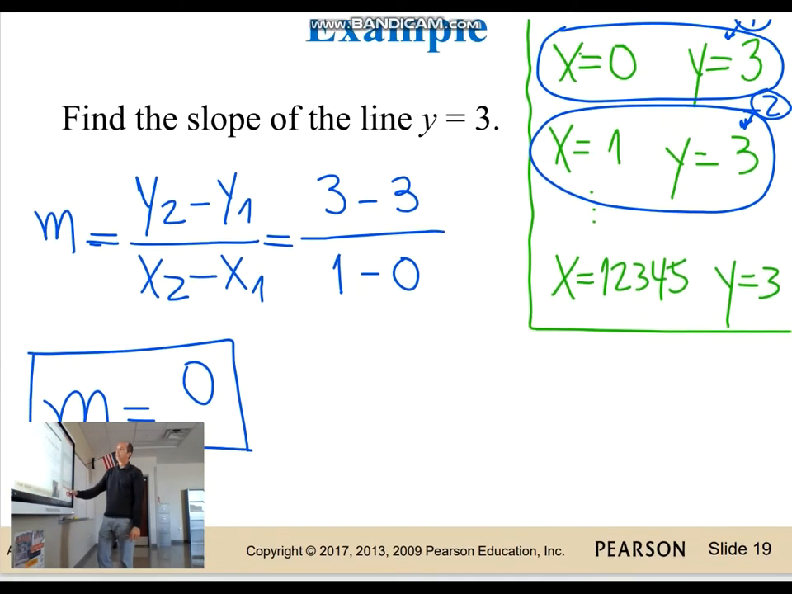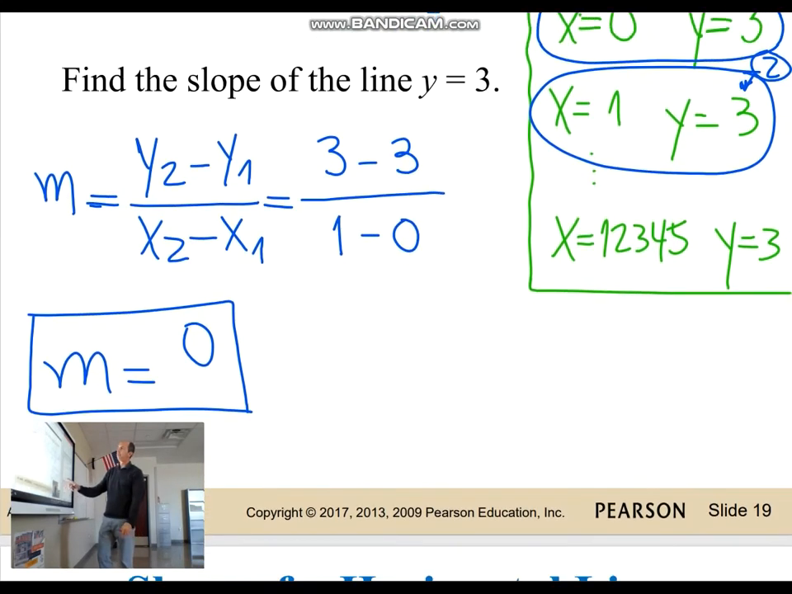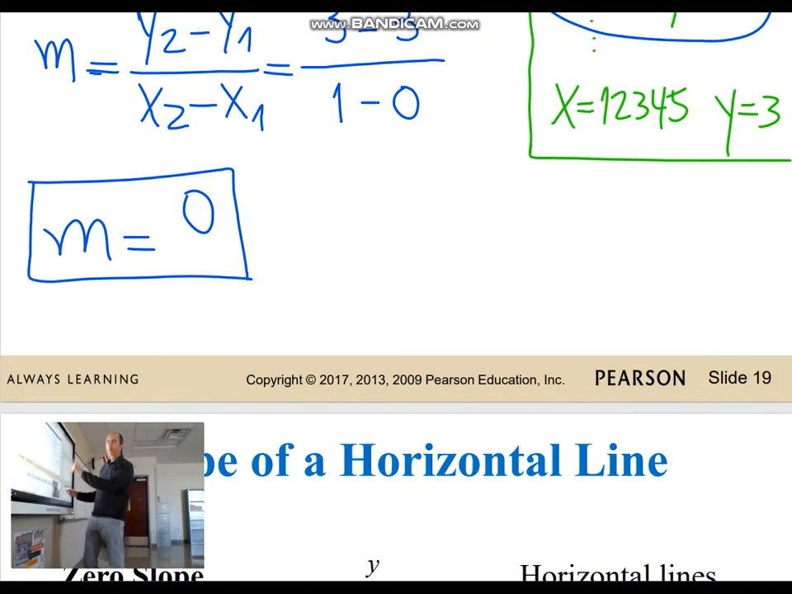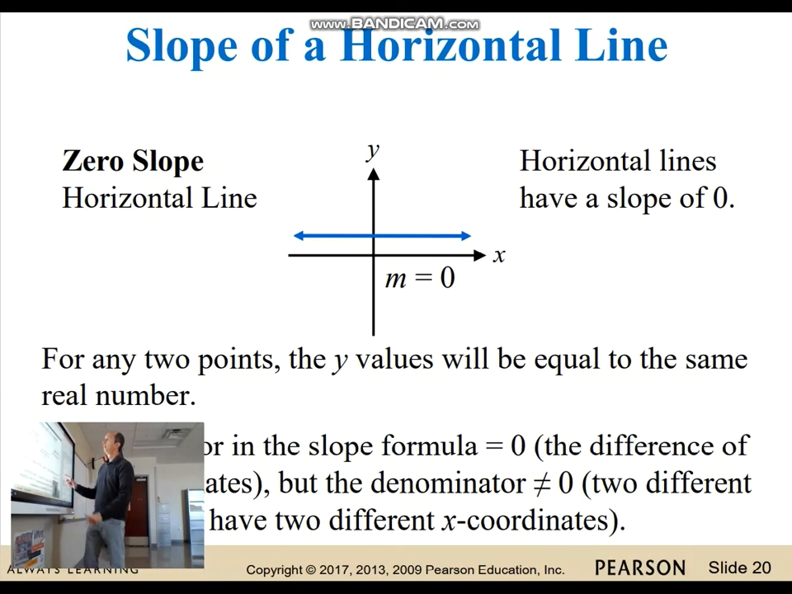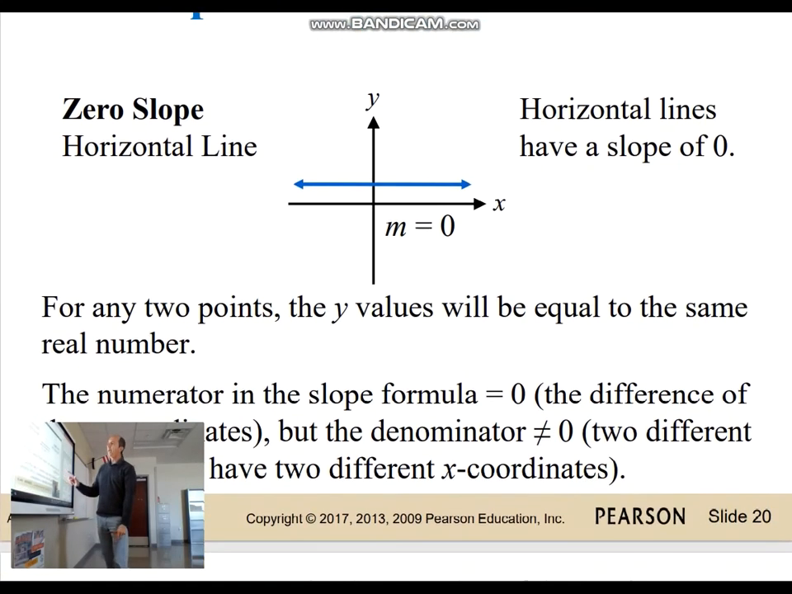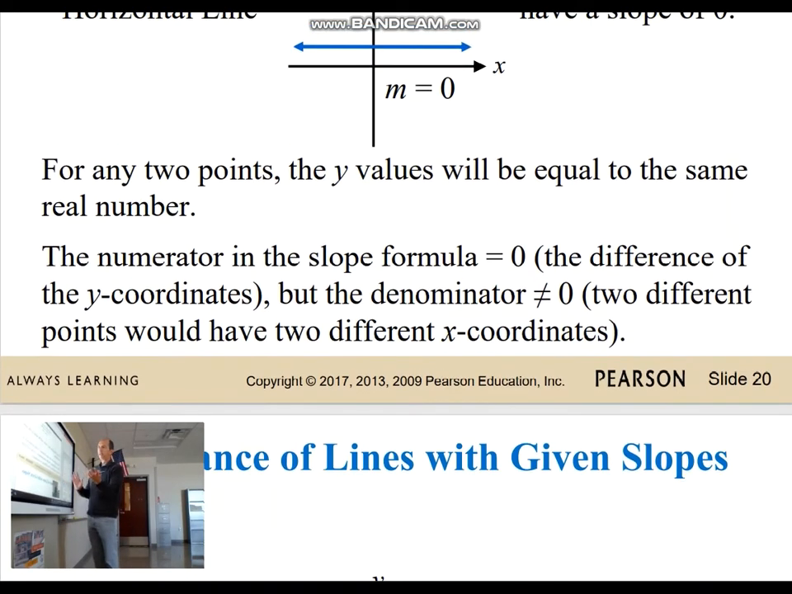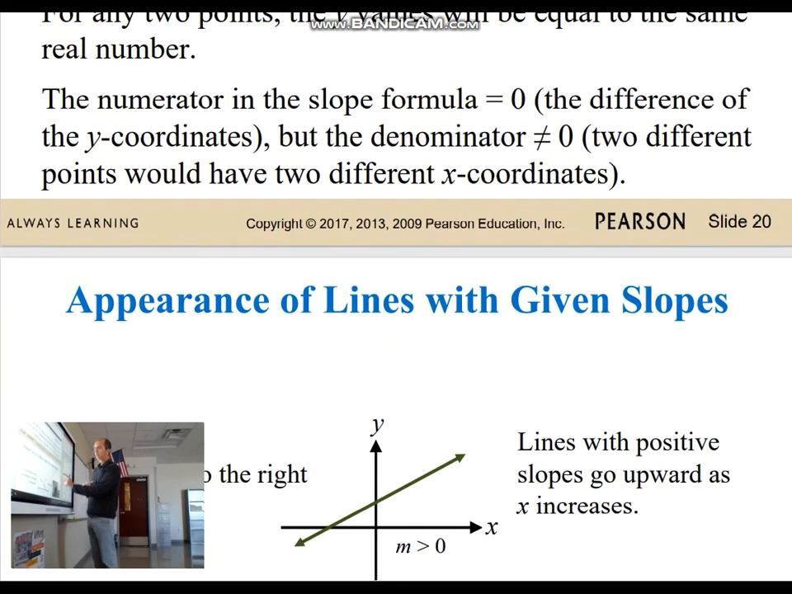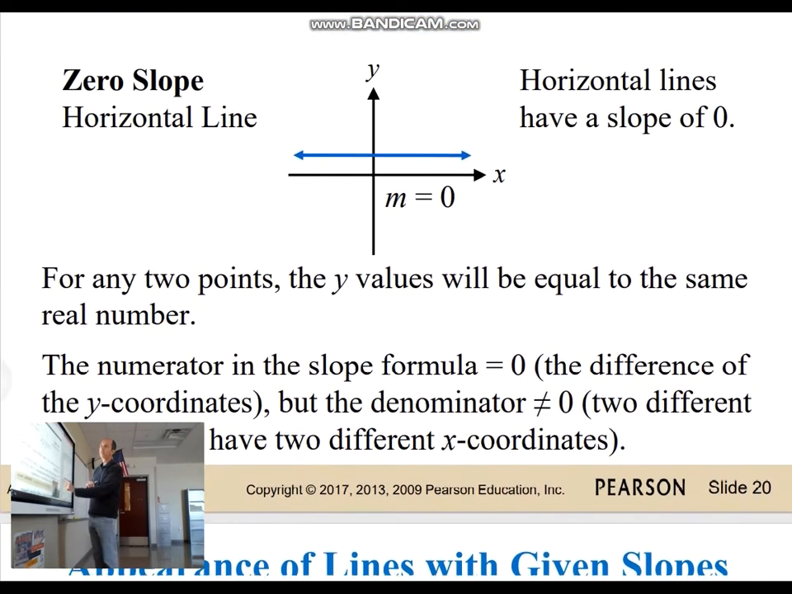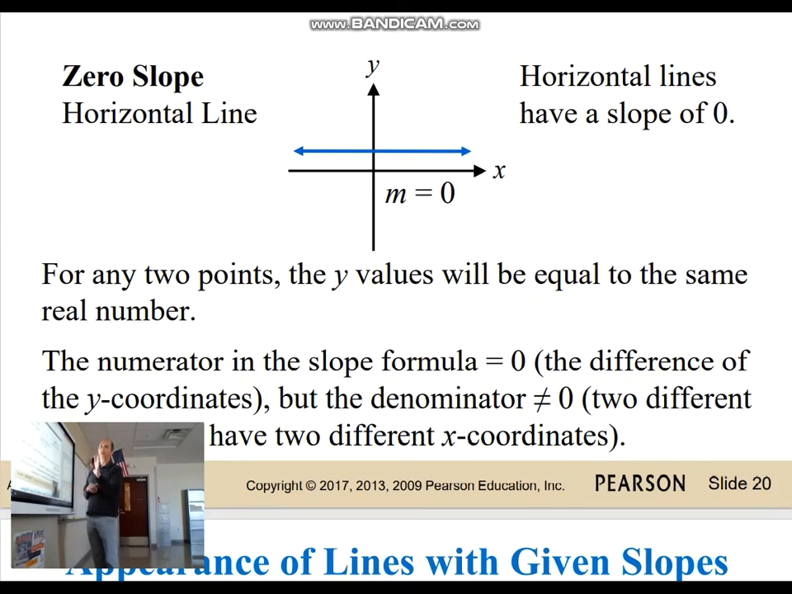That means if we have an equation like this, y equals a number, the slope is always going to be equal to 0. For any 2 points, the y value will be equal to the same real number. The numerator in the slope formula is equal to 0, but the denominator is going to be different from 0. And then the conclusion is, for any horizontal line, the slope is always equal to 0.